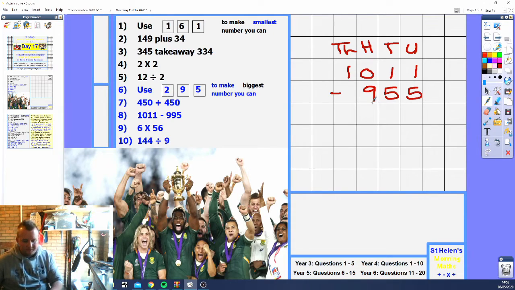1 minus 5. Can I have this 1 cup and can you take 5 cups away from me? No, you can't. That's ridiculous, Mr. Blanc. So you can't do that, can you? So you're going to borrow from the next place value, and that's going to be 0. And it becomes 11 because I'm borrowing 10. So it becomes 10 plus 1. 11 minus 5. 11 minus 5 is 6.